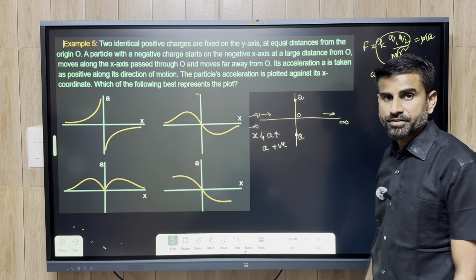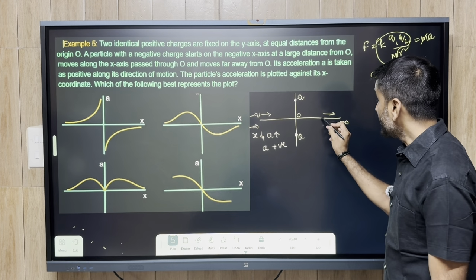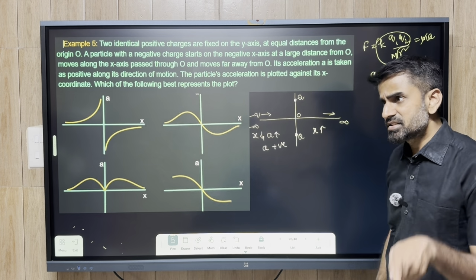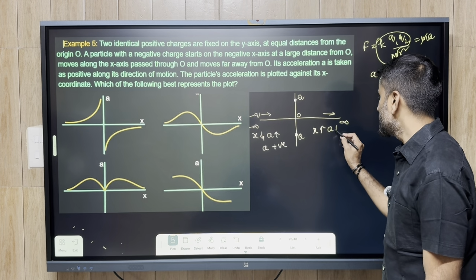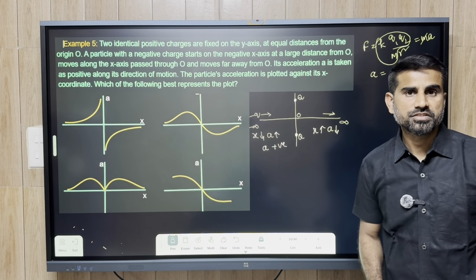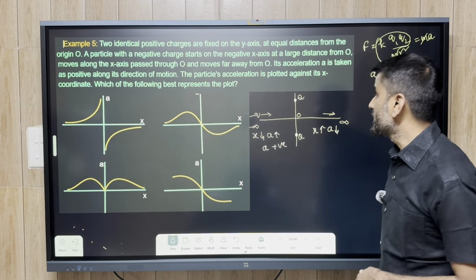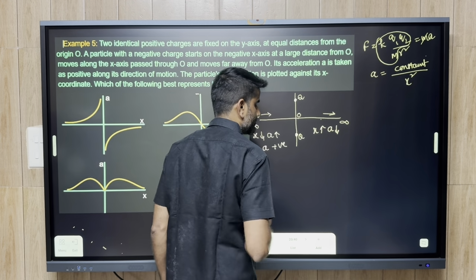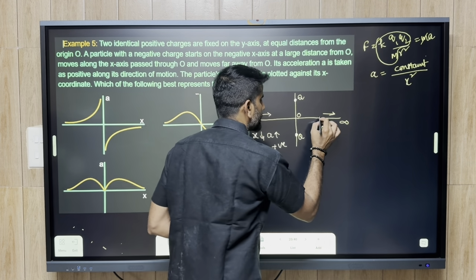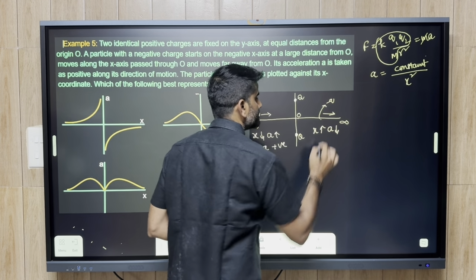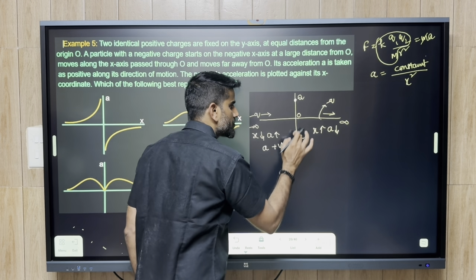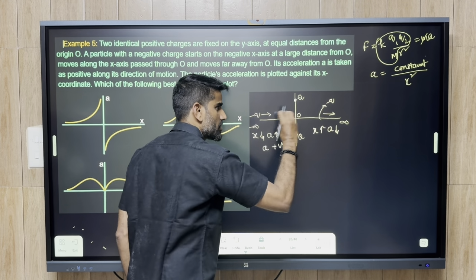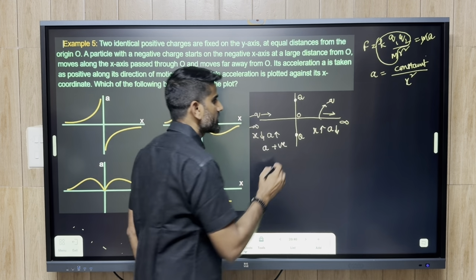Now, as it passes through the origin, its distance increases. Here the distance is increasing, so the acceleration must be decreasing. But in this case, this negative charge might still be somewhere here. Let's say minus q is here. In such a case, these two charges are attracting this negative charge towards the mean position, towards the origin.